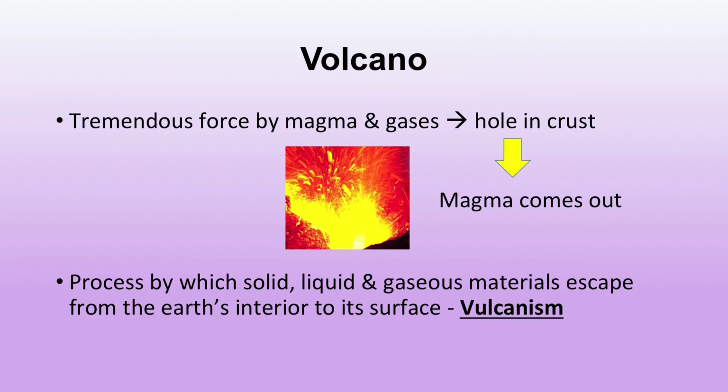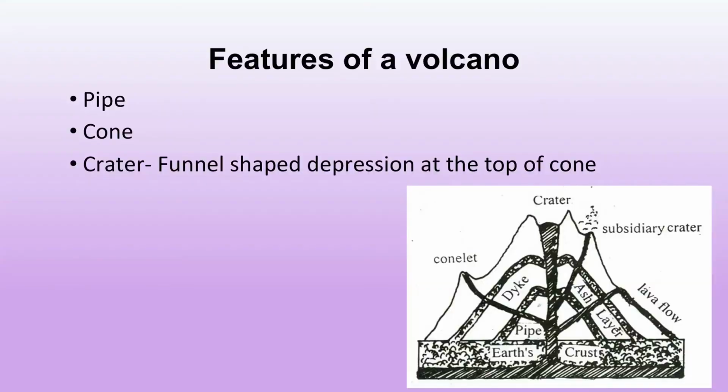The process by which solid, liquid and gaseous materials escape from the earth's interior is known as volcanism. So the process of eruption of a volcano is known as volcanism. In simple language, the process by which volcanoes take place is known as volcanism. What are the different features a volcano has? There is a pipe through which the magma comes out.